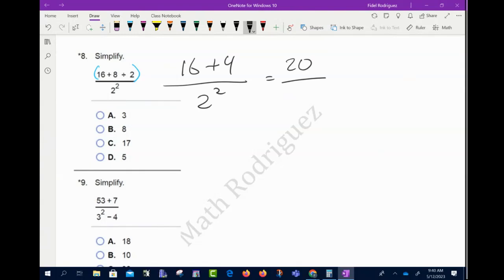Okay. Can we do the bottom part? What's 2 squared? 4. Anybody know what 20 divided by 4 is? 5, right? Remember we said a little while ago, wouldn't we say 4 times 5 is 20, right? So is 5 my answer? There it is, right?